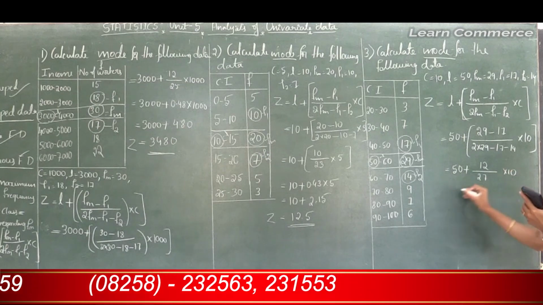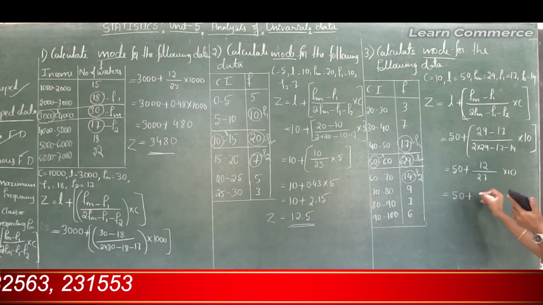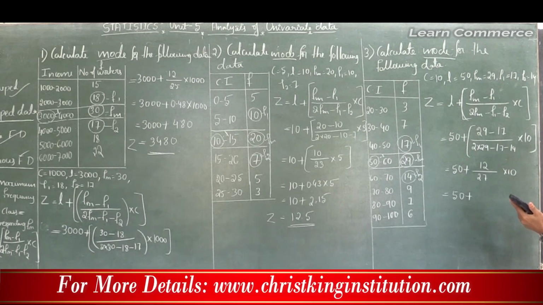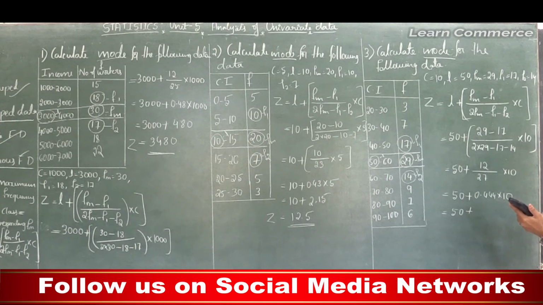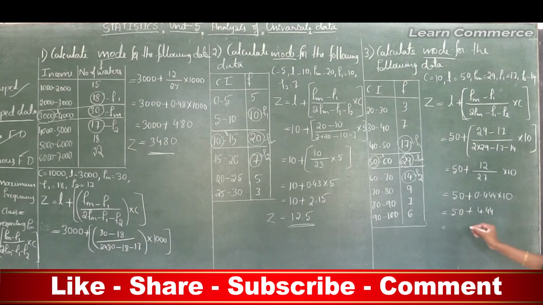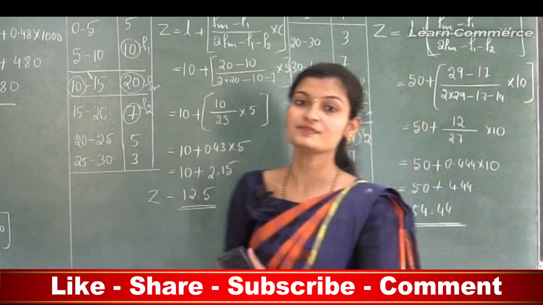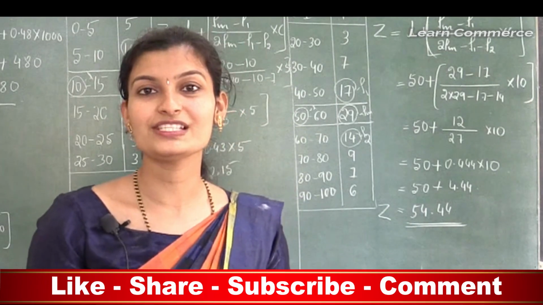into 10. So this is equal to 50 plus 12 divided by 27, that is 0.44, into 10. So this is equal to 50 plus 0.44 into 10, that is 4.44. So this is equal to 50 plus 4.44, that is 54.44. So this is the mode for this given continuous frequency distribution. This is all about problems on mode in case of a continuous frequency distribution.